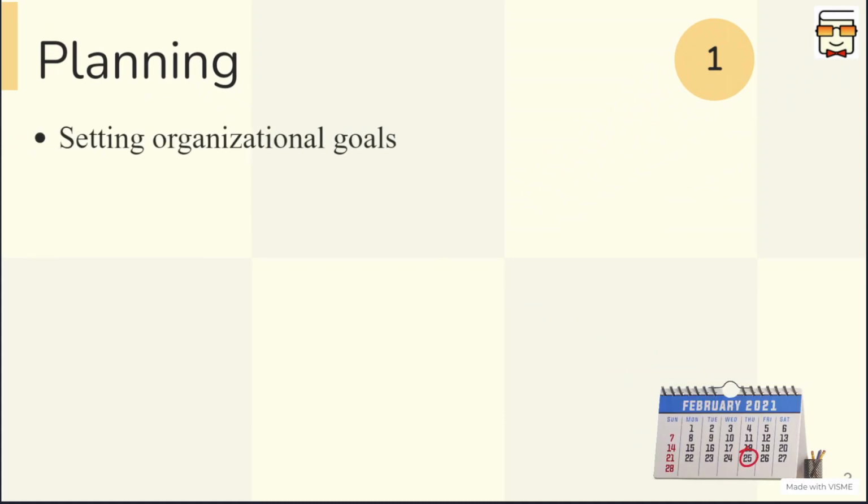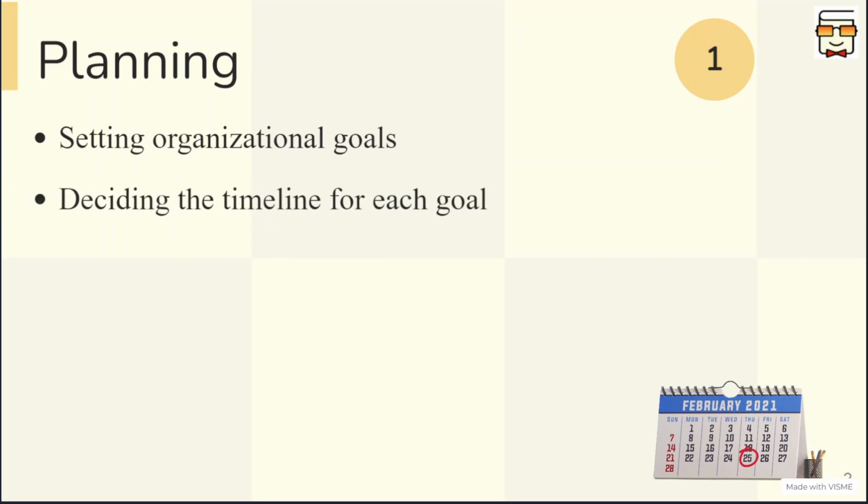Planning basically involves setting up the organizational goals: what is the purpose of developing that organization, and how to achieve that purpose and the goals that are established for that organization. In this phase, the top level management decides what has to be done, and in what timeline and deadlines that goal has to be achieved.